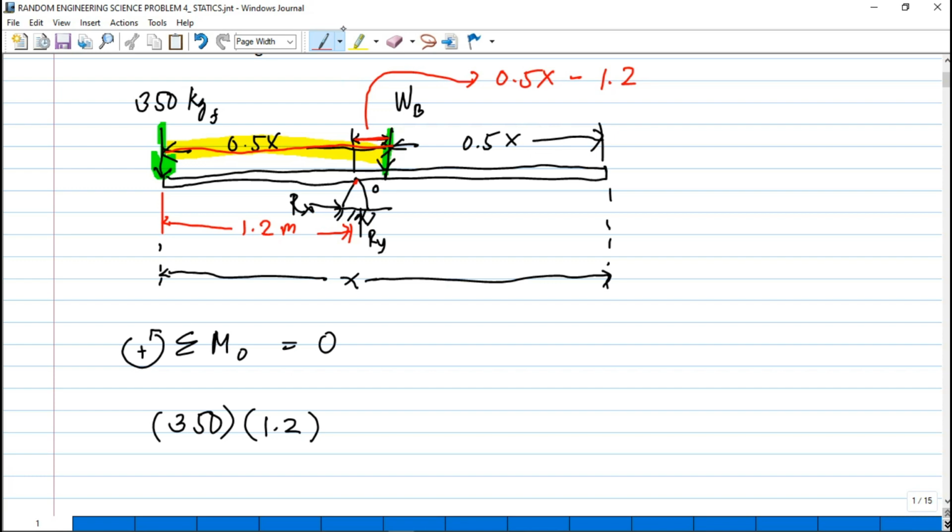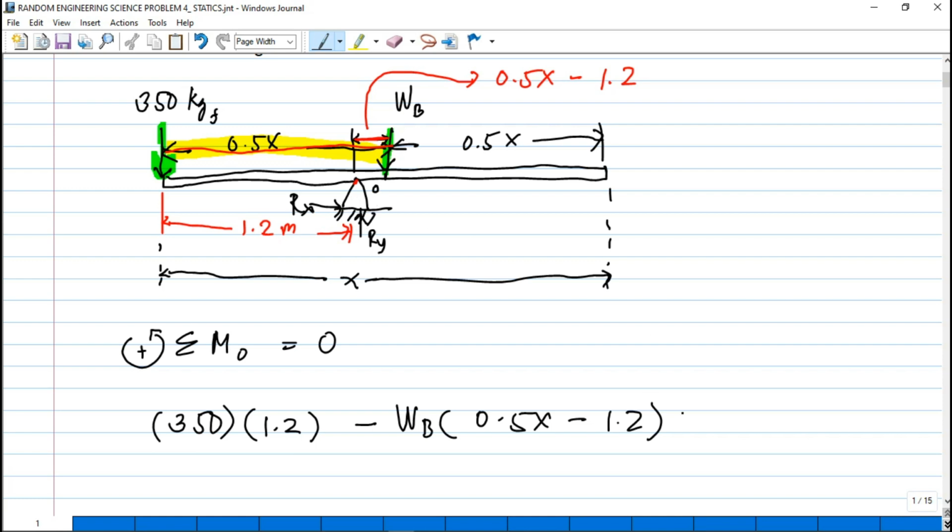So this is a negative moment. So force times distance, so negative. So WB, that is 0.5x minus 1.2. So no other moment kasi yung Rx, Ry nag-act siya dun sa fulcrum, therefore yung moment niya is 0 kasi dun tayo nag-moment.